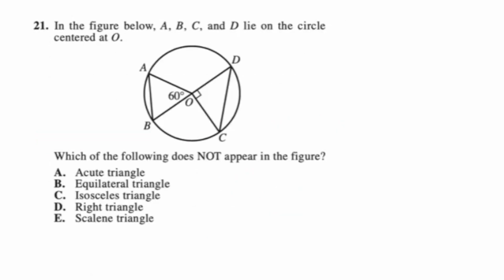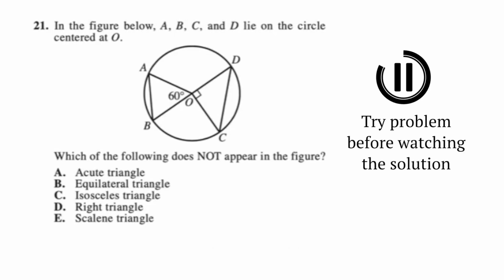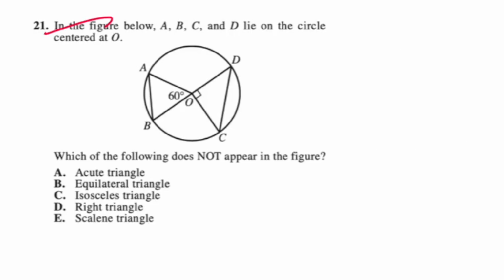All right, number 21 says, in the figure below, A, B, C, and D lie on the circle centered at O. Which of the following does not appear in the figure? Again, we really didn't need to read any of this. They gave us a diagram, and then they're asking a pretty clear question. And it really has nothing to do with the letter names or anything like that.